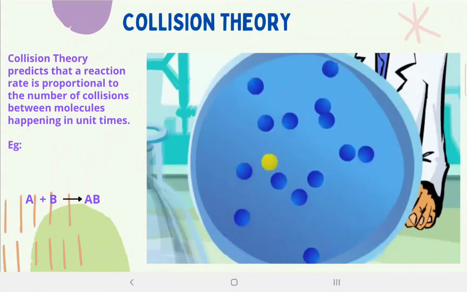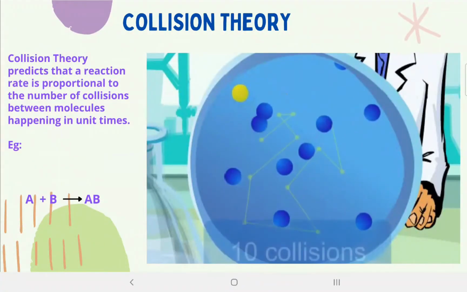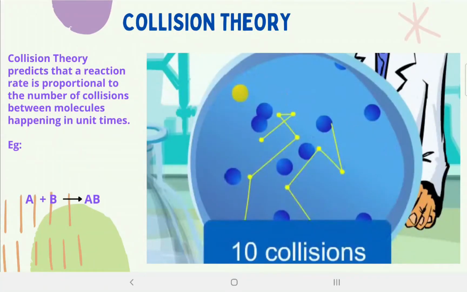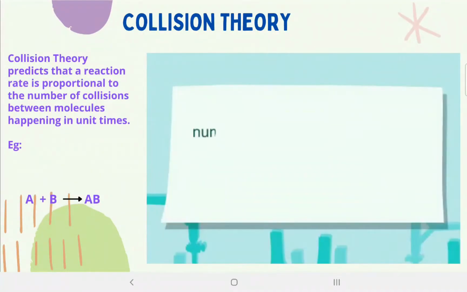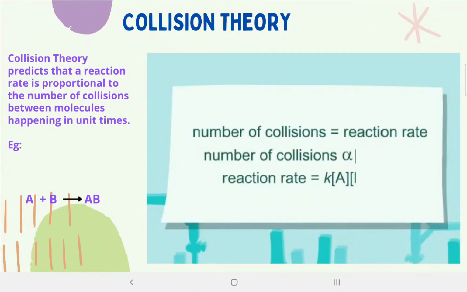Now, if we place 1 molecule of A among twice as many molecules of B as before, the concentration of B is doubled, and the number of collisions doubles too. We can see that the number of collisions, and consequently the reaction rate, is proportional to the concentration of each reactant.